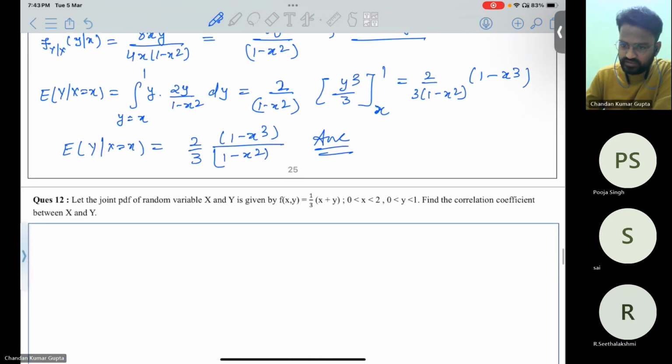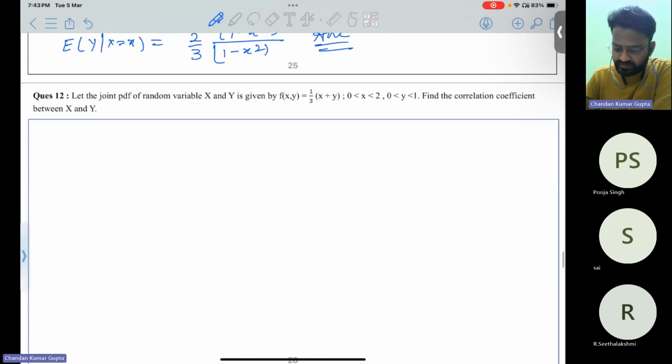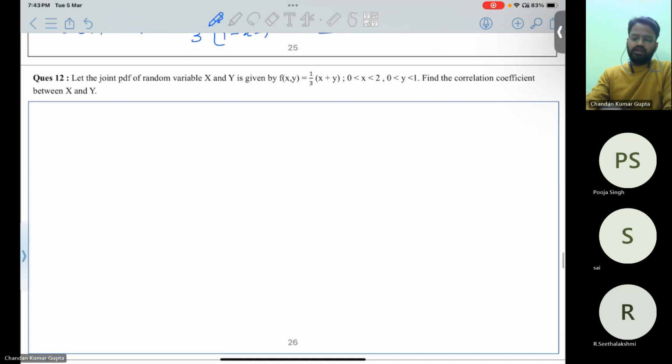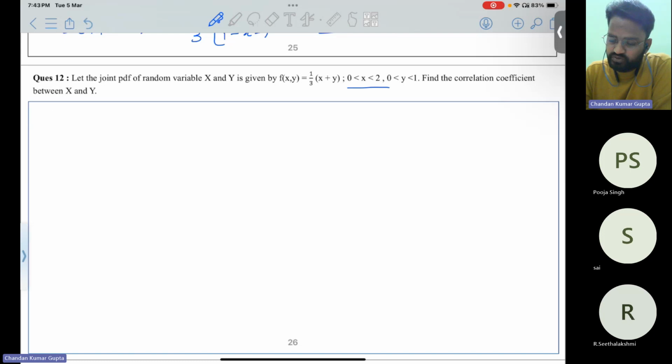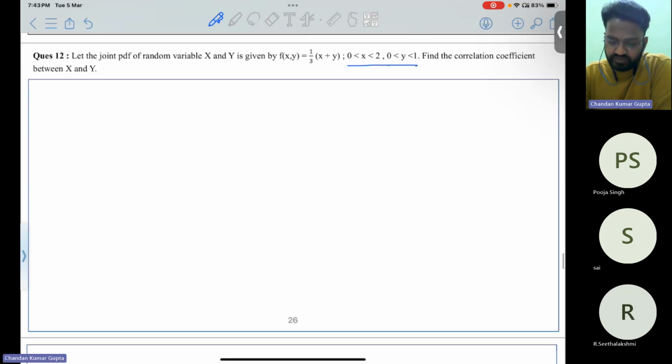Okay. And the next question is like, let the joint PDF of random variables x and y be given by 1 by 3 (x plus y), where x ranges from 0 to 2 and y from 0 to 1. We need to calculate the correlation coefficient between x and y.